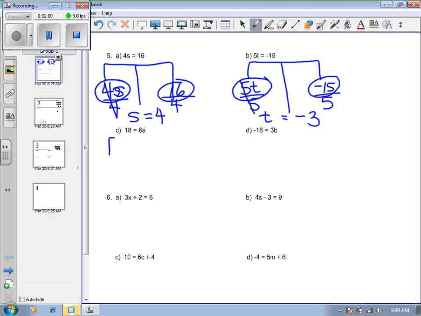Okay, next one, we have 18 on this side. We have 6a on this side. That's supposed to be a circle. I want to isolate the variable. So I need to divide this side by 6. Divide this side by 6. A is now equal to 3. Very good. Thank you.